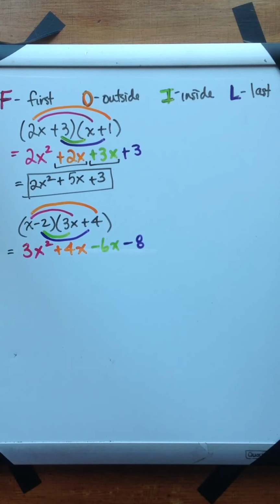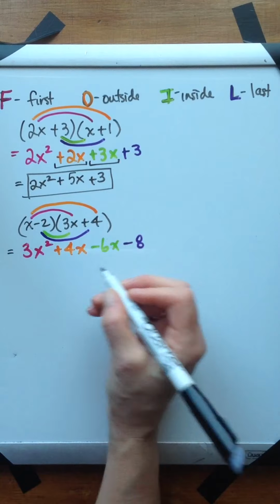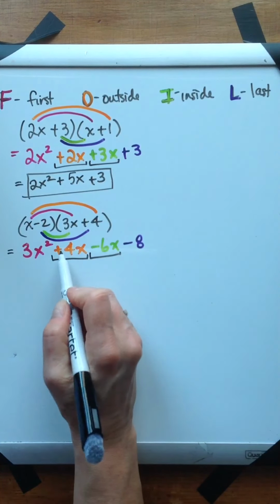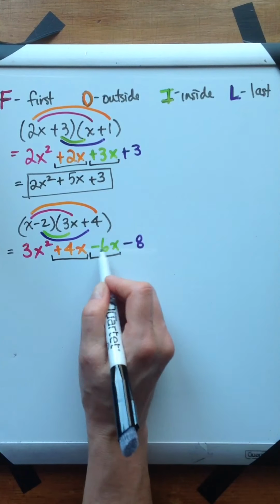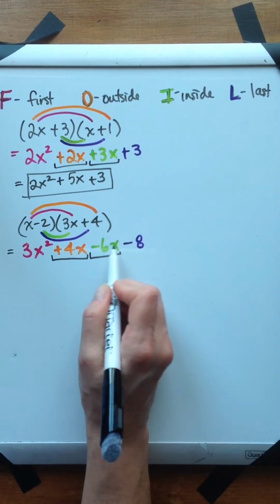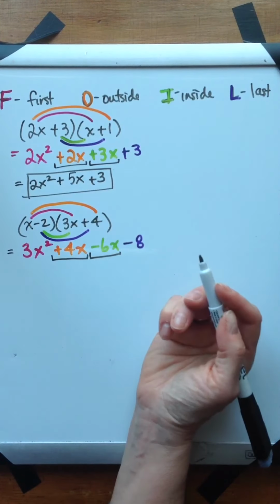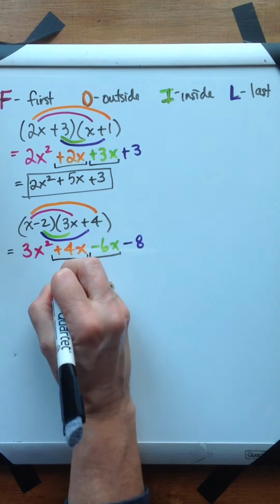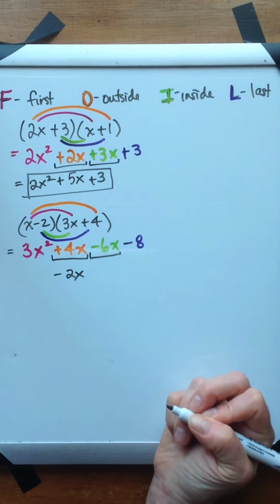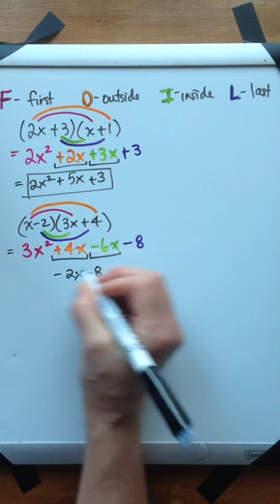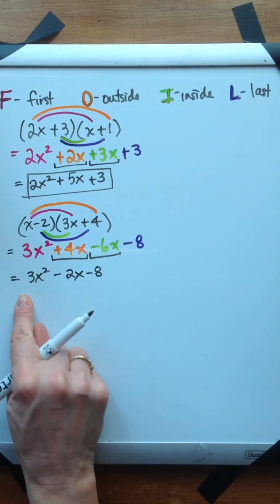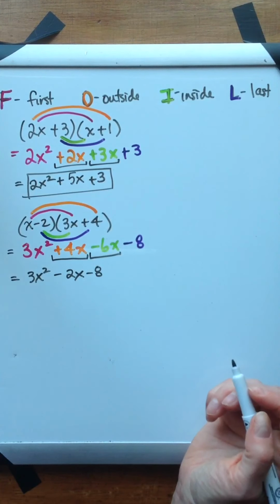If I look for some like terms in this polynomial, I notice there are 2 of them. There are 4 positive things and 6 negative things. So which one do I have more of? I have more negatives. By how many? Difference between 6 and 4 would be 2. So I can replace this with a negative 2x. And I've successfully multiplied these 2 binomials by each other.